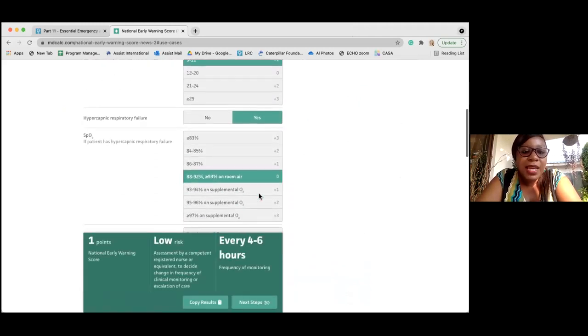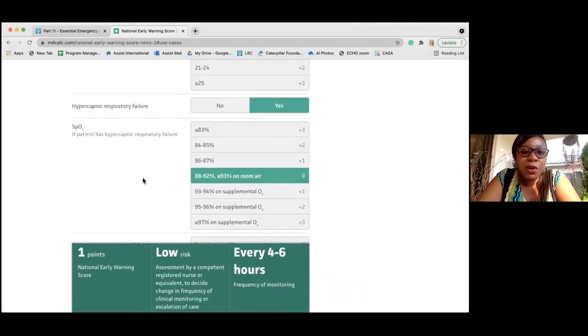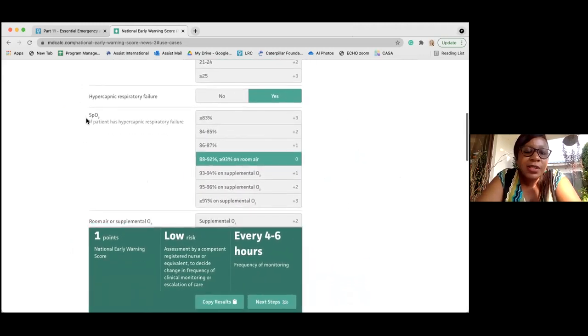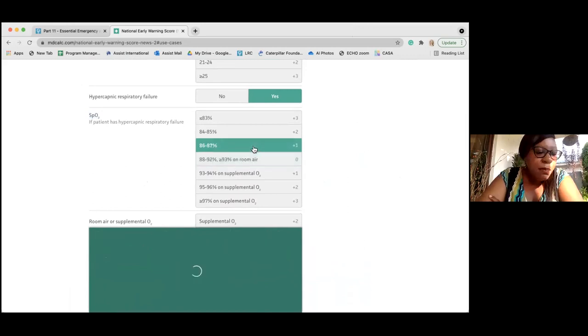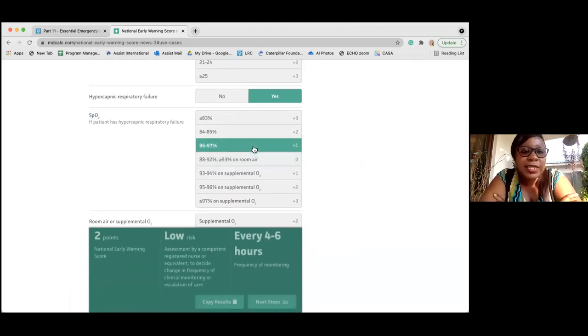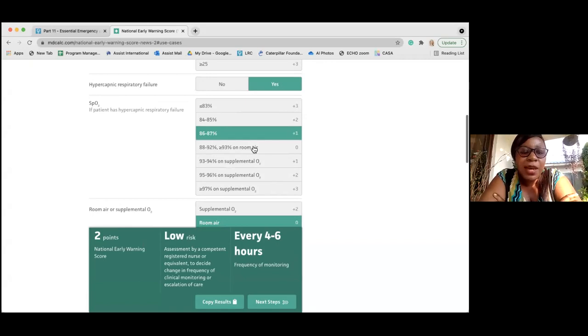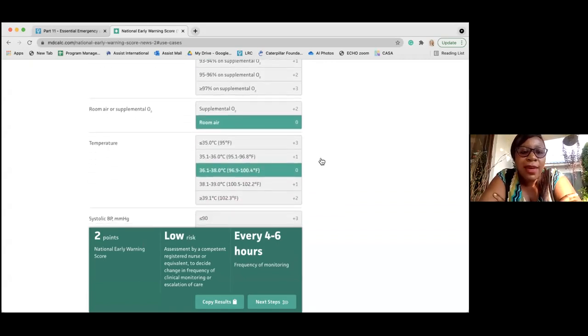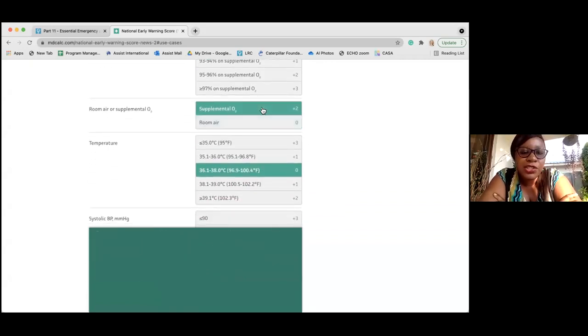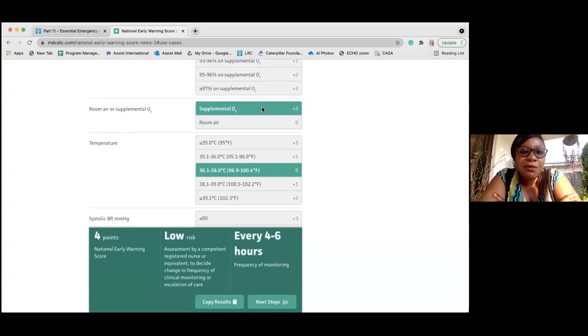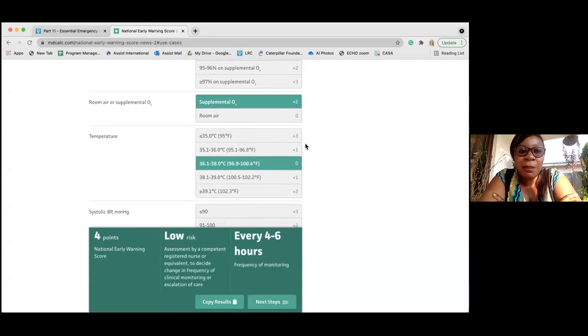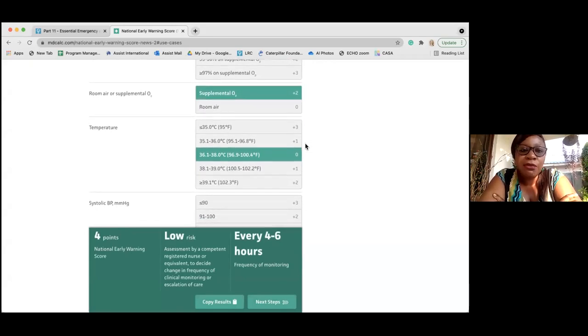The third parameter is your oxygen saturation. What is the oxygen saturation of your patient if your patient has got hypercapnic respiratory failure? The next parameter that you're going to look at, you're going to comment, is your patient on room air or are they on supplemental medical oxygen? So this becomes very useful. So you tick, if you're using a calculator, like MedCalc for instance, it makes it very easy.